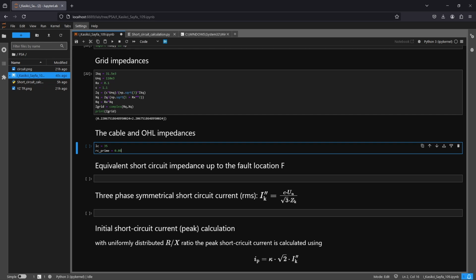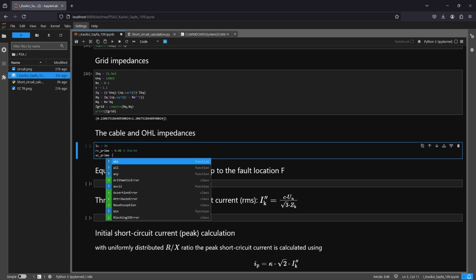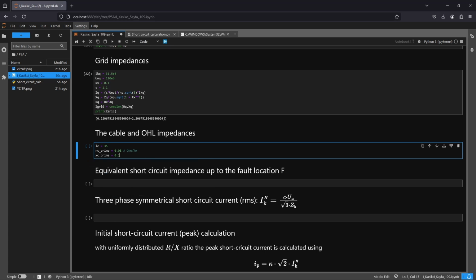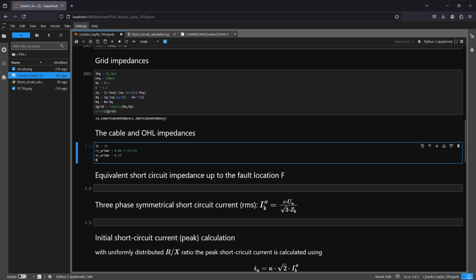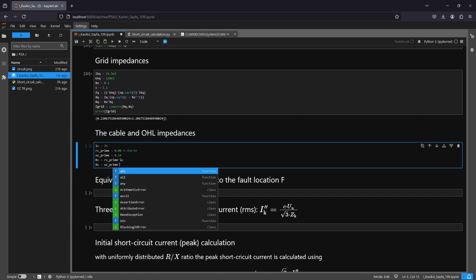This is the ohm per kilometer, so to speak. And if we want to have the reactance, that is X prime is equal to 0.14. If we want to calculate the resistance of the cable, RC, then it is simply RC prime multiplied by its length. And same for XC, which is XC prime times LC.